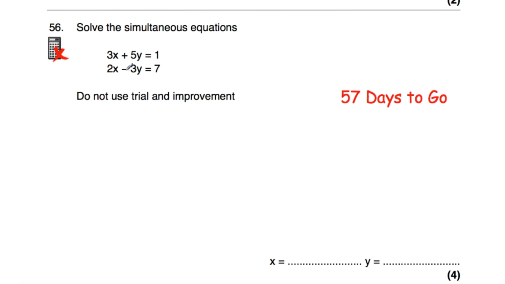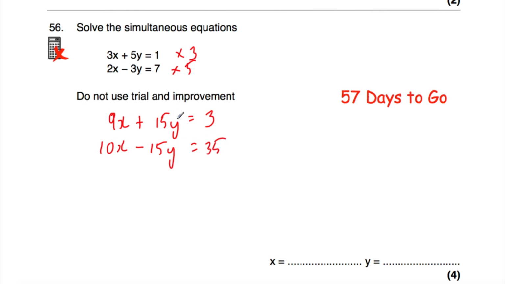We've got 5y and minus 3y. Well, let's get 15y and minus 15y. So let's multiply the top equation by 3, and let's multiply the second equation by 5. So if we multiply the top equation by 3, we'd get 9x plus 15y equals 3. And if we multiply the second equation by 5, we're going to get 10x minus 15y equals 35.